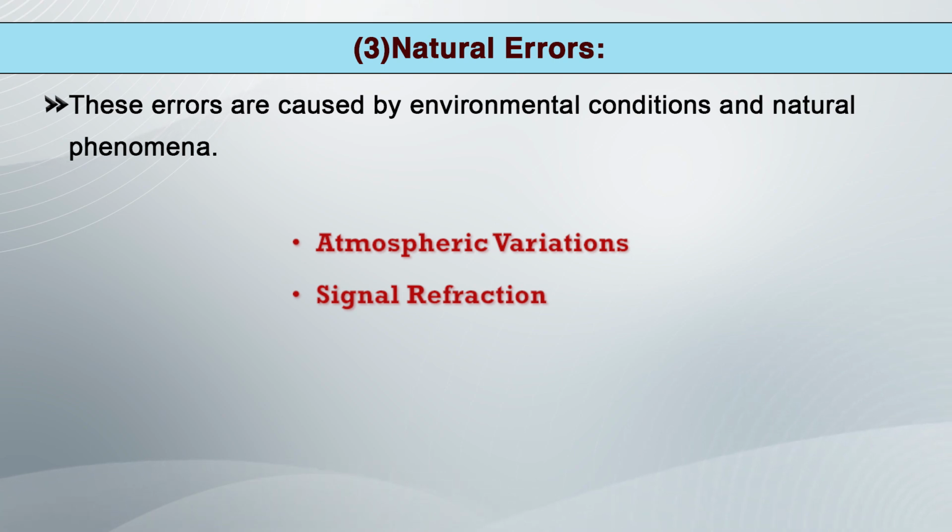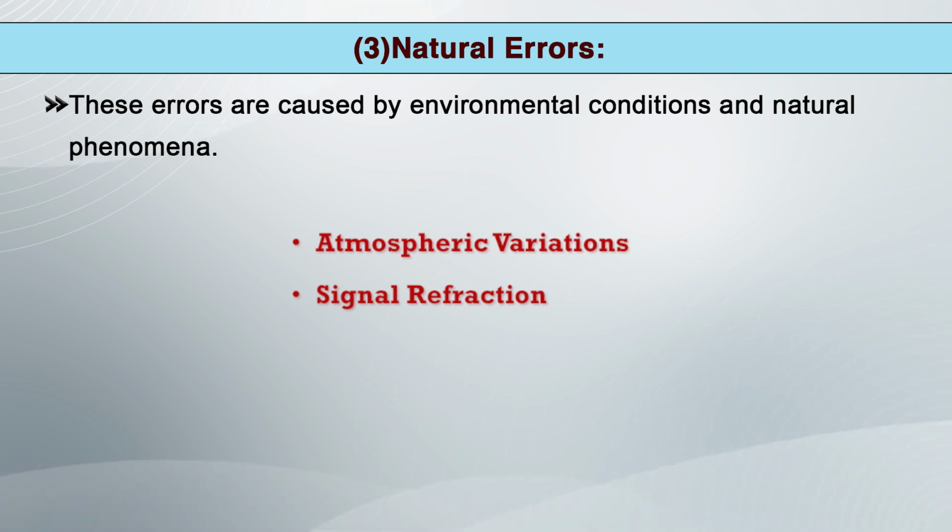Atmospheric variation. Changes in temperature, pressure, and humidity can affect the speed of the electromagnetic wave used by the EDM instrument. Microwave EDM instruments are particularly susceptible to this variation. The speed of signal propagation can alter under these conditions, leading to incorrect distance measurement if not properly corrected.